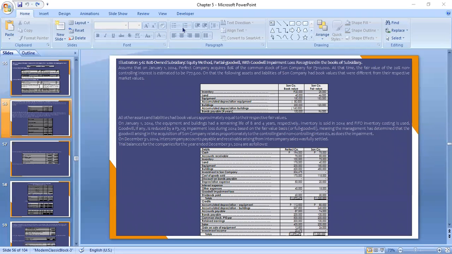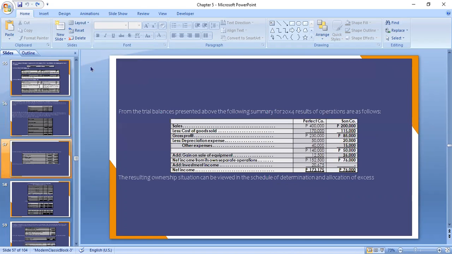Okay. So here we are trying to illustrate the use of the equity method. Again, comparing the book values with the fair values, this time recognizing either undervaluation or overvaluation. So we have now the trial balances of the parent and the subsidiary with the debits and the credits, this time as they are given as of the beginning of the year.